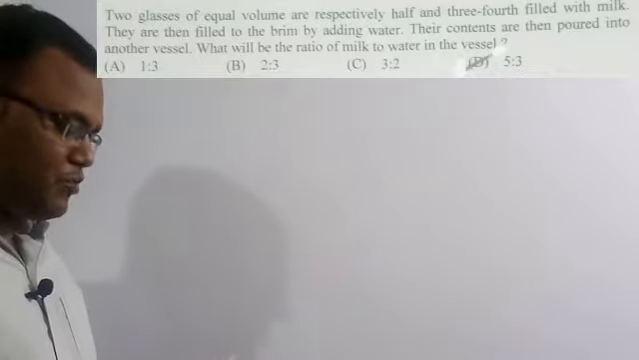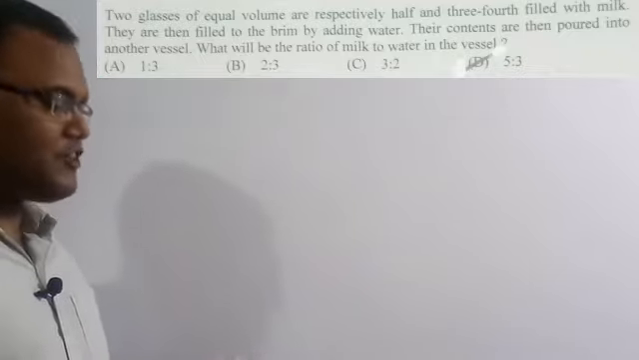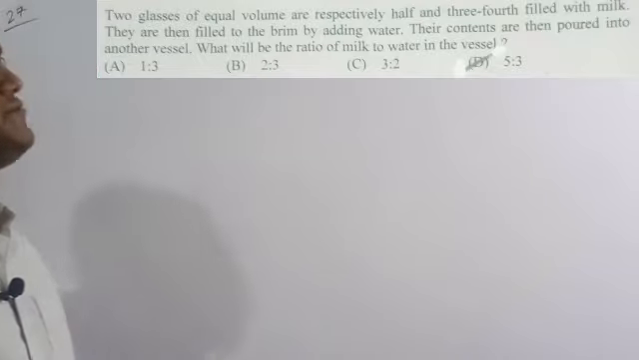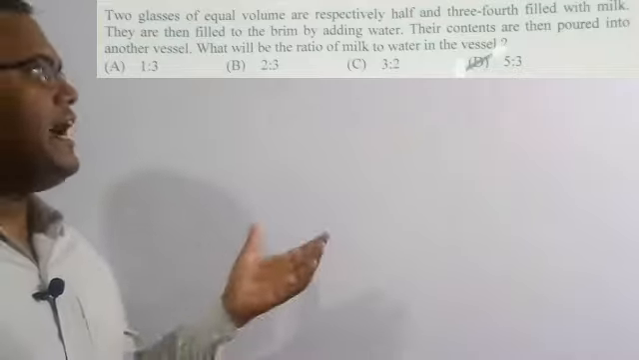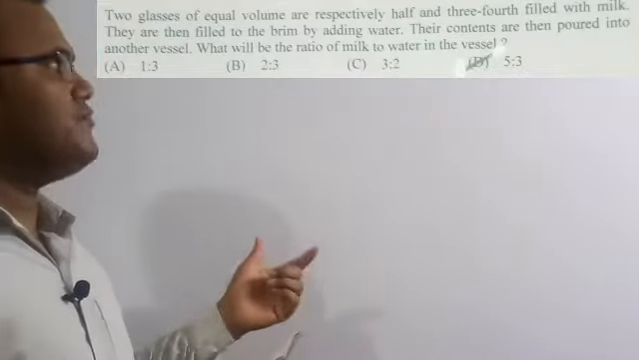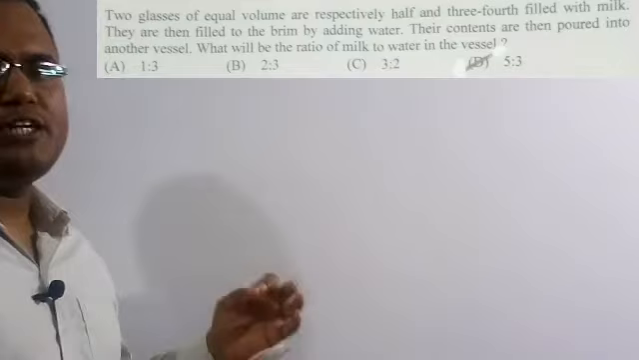Their contents are then poured into another vessel. What is the ratio of the milk to water in the vessel? So here, given that two equal volumes of glasses are initially taken, the first one we need to fill half, and the second one, 3 by 4, we need to fill with milk.